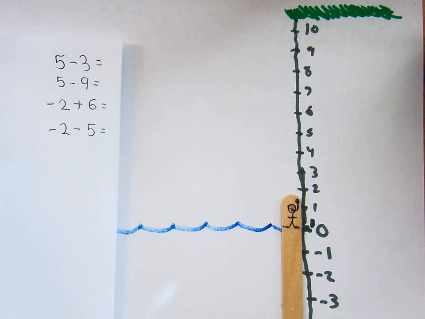So today we're just going to do a quick little video about how to add and subtract with negative numbers. So the way I like to think about it is actually up and down. Numbers increase, they go up; they decrease, they go down.